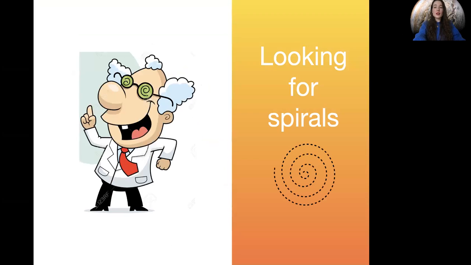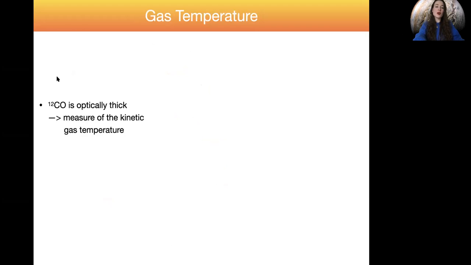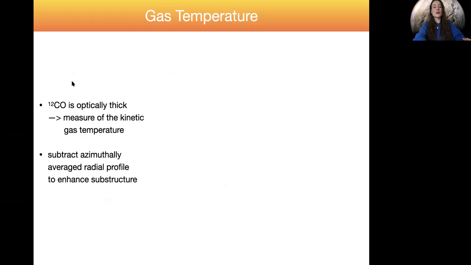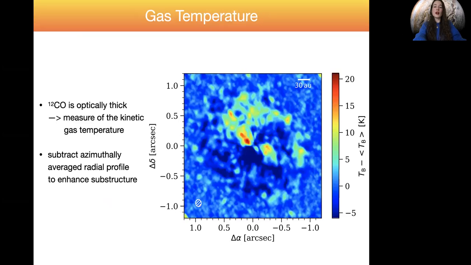So now let's start looking for spirals, and let's start with the gas temperature. In this context, 12CO, which is optically thick, can be used as a measure of the actual kinetic gas temperature. So we can take the brightness temperature map, then subtract the azimuthally averaged radial profile to enhance substructure. Following this approach, we get these residuals. What is clear is that 2 spirals are popping up. We have one smaller spiral and then one large spiral here in the brightness temperature residuals.